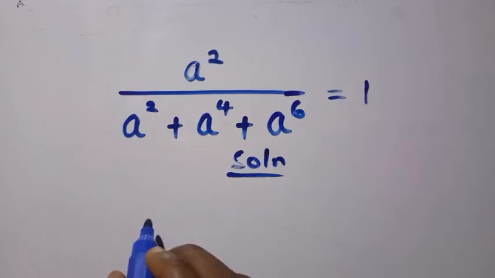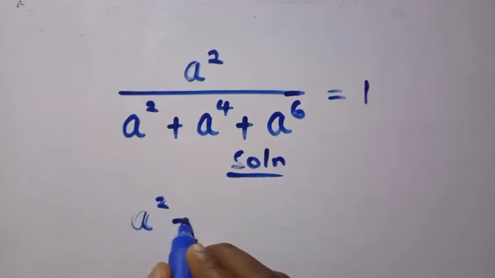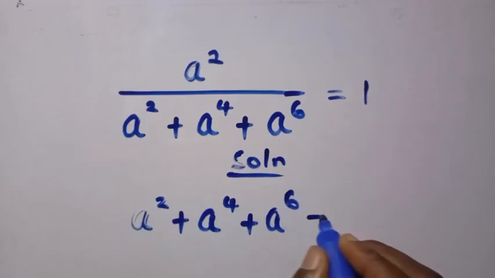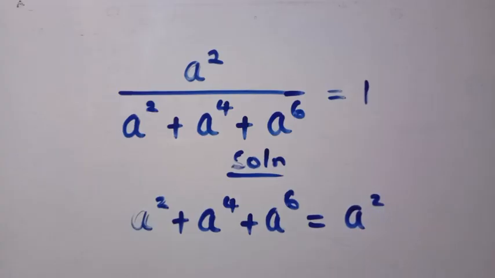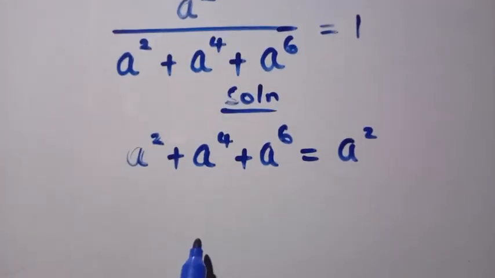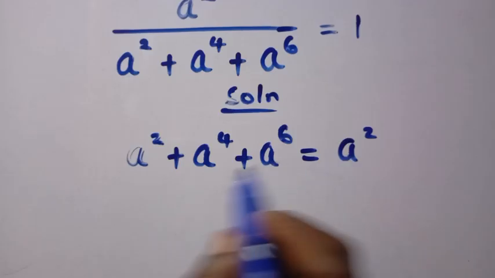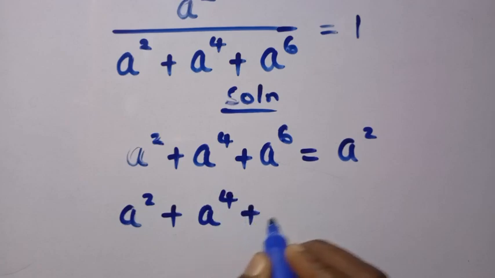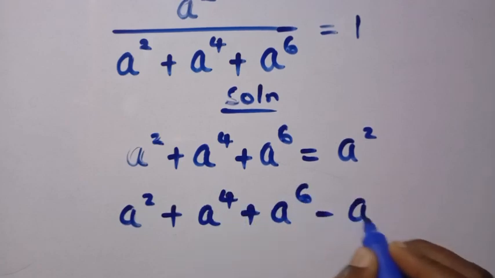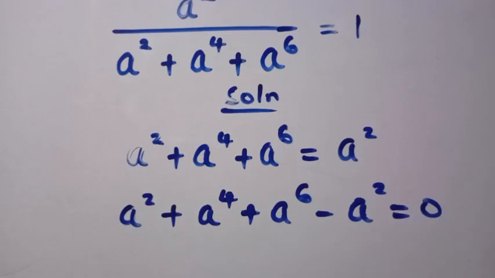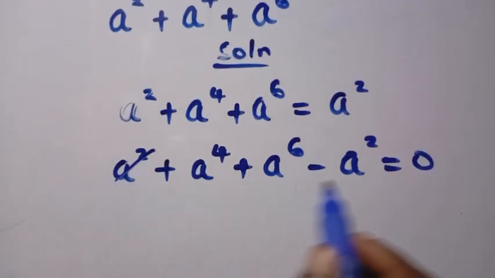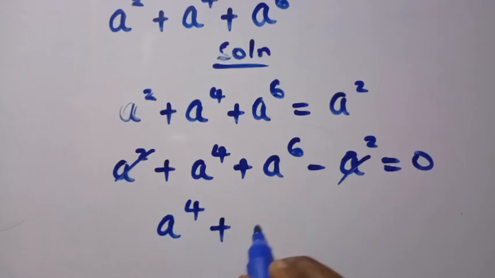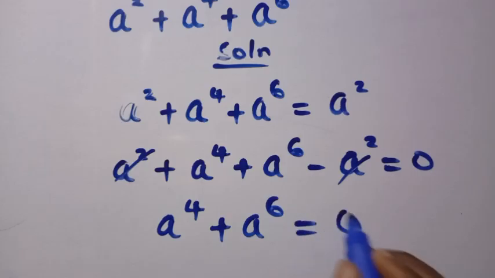By cross multiplying, we have a raised to power 2 plus a raised to power 4 plus a raised to power 6 equals a raised to power 2. And from here, if I transfer a raised to power 2 to this side, we have a raised to power 2 plus a raised to power 4 plus a raised to power 6 minus a raised to power 2 equals 0. Then a raised to power 2 cancels a raised to power 2. From here we have a raised to power 4 plus a raised to power 6 equals 0.